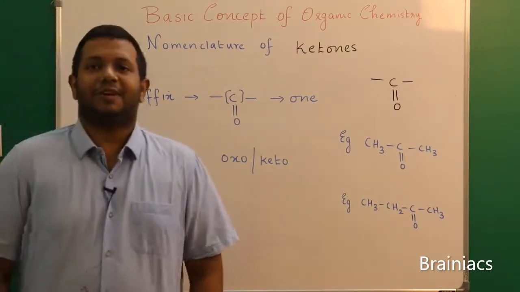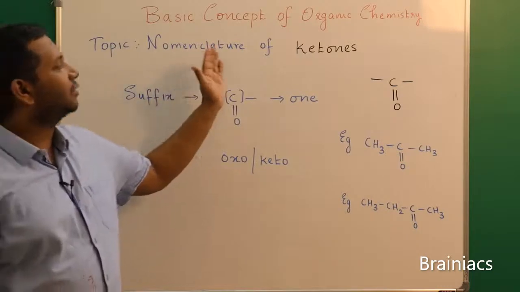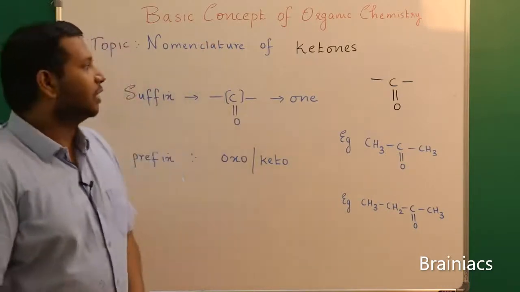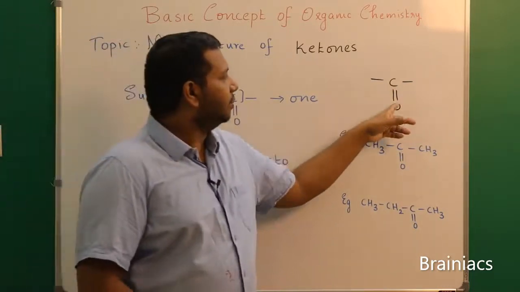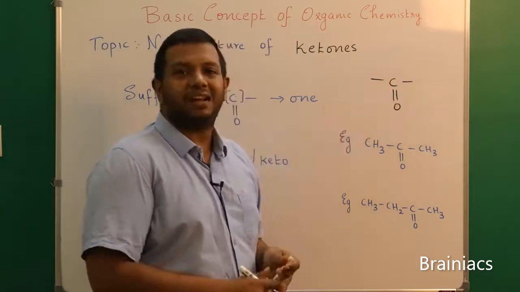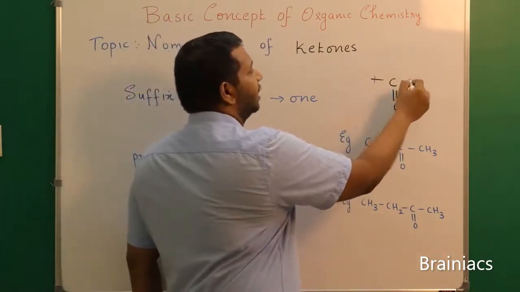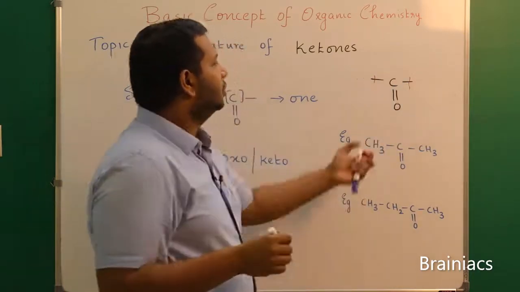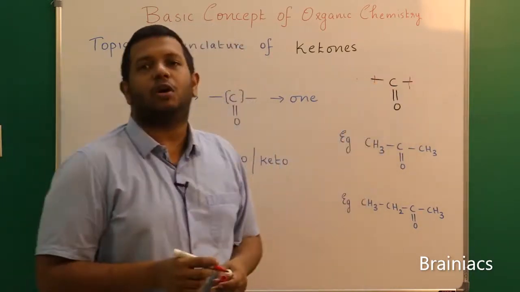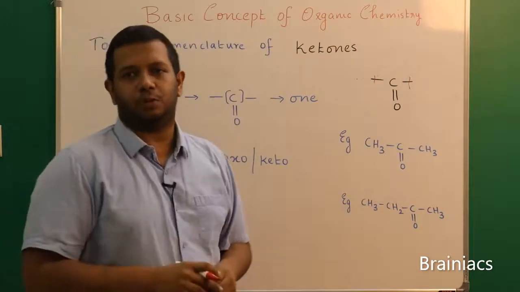Hi students, so next we are going to deal with the nomenclature of ketones. The ketone group is represented by C double bond O. So it's a bivalent functional group. What do you mean by bivalent? Here something should be attached and here also something should be attached. So there are two free valencies. Such groups are called bivalent functional groups.